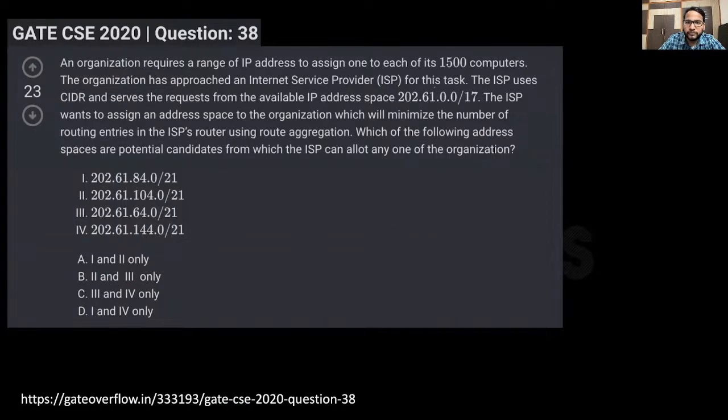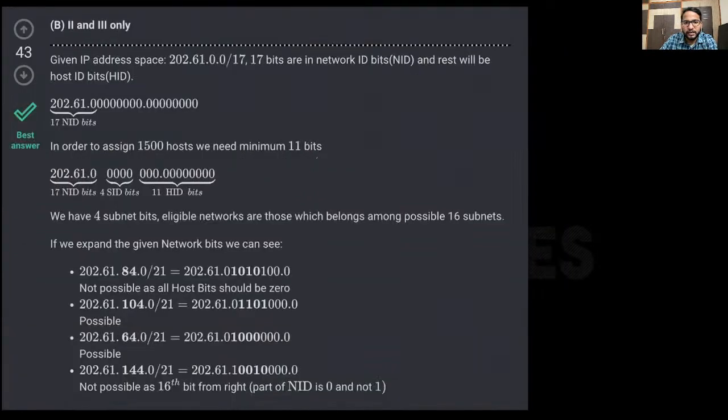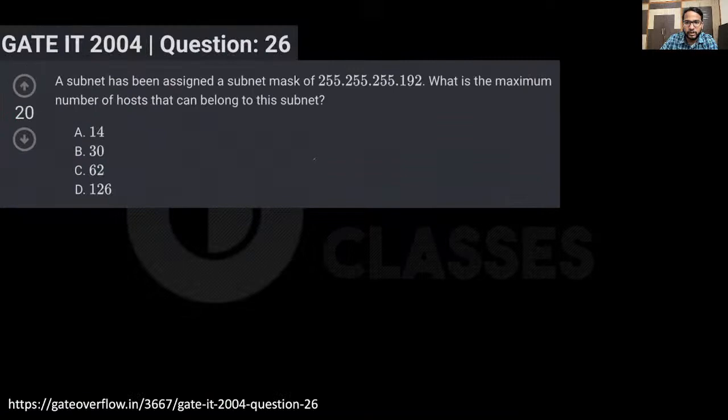Or let me check if there is something. The organization has approached the ISP. The ISP uses CIDR and then has this IP address. Okay, minimize the number of routing entries. Okay, let's just finish the route aggregation, and let's just see this question after it. Okay, once we finish the route aggregation.